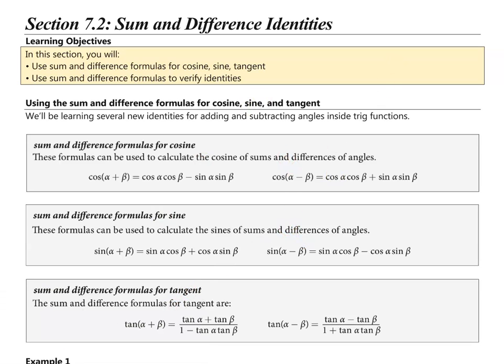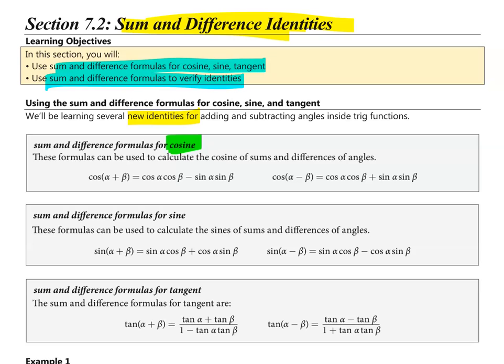Section 7.2, Sum and Difference Identities. In this section, you will use the sum and difference formulas for sine, cosine, and tangent. Use the sum and difference formulas to verify identities. Now, using the sum and difference formulas, you'll be learning several new identities for adding and subtracting angles inside trig functions. Let's start with the sum and difference formulas for cosine.